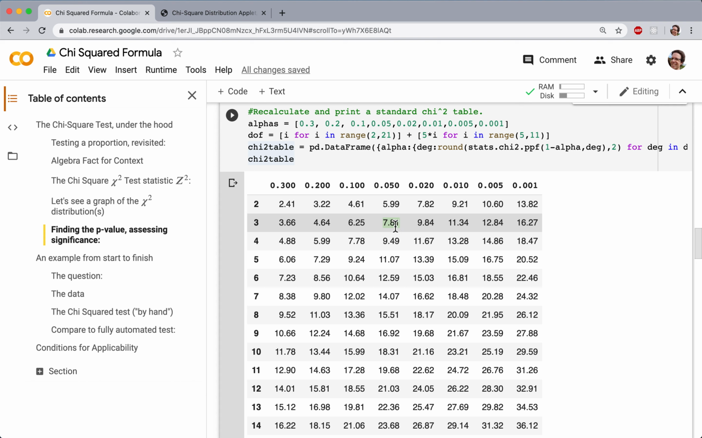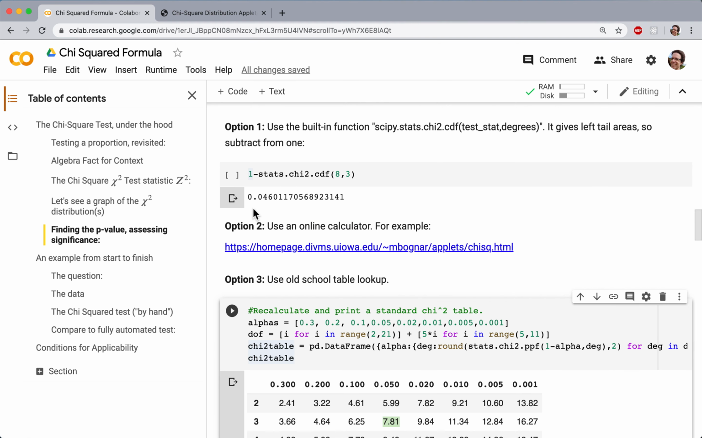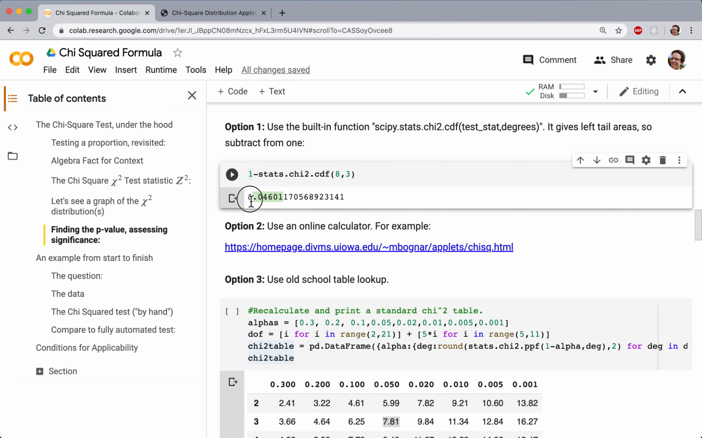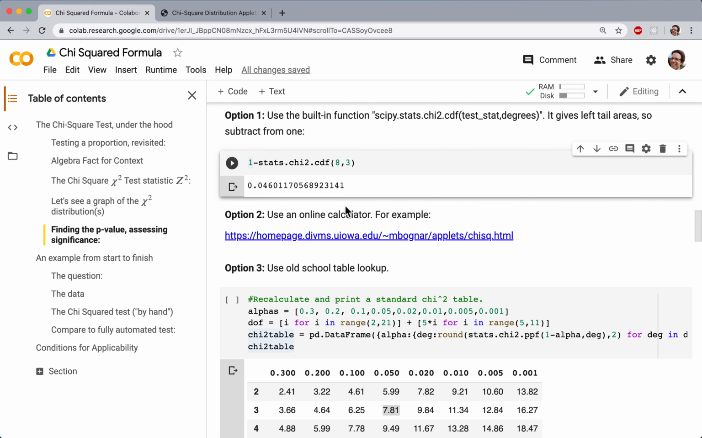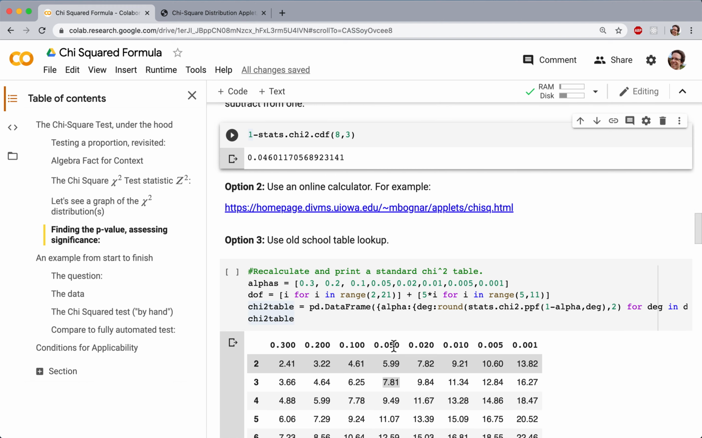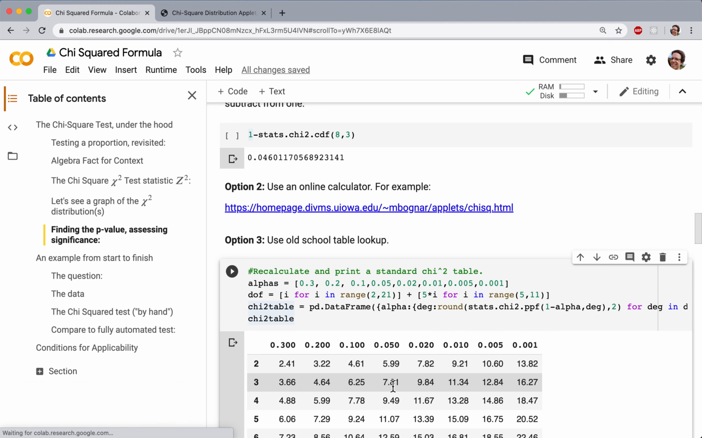Now, you can see here, just barely, right? We just barely exceed 7.81. And from the other calculations, we just barely reject the null hypothesis because this p-value is just barely less than 0.05. So in this example, through any of these perspectives, you see we just barely reject the null hypothesis, but in this case, we do reject the null hypothesis.